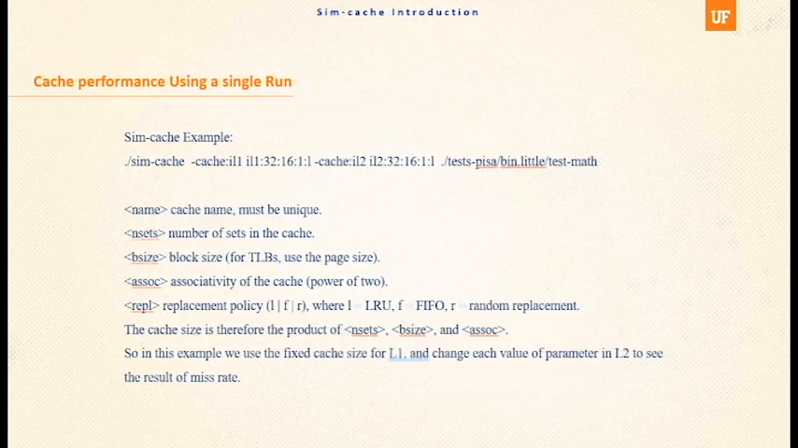Here is how SimCache works. We set the configuration of the level 1 cache and keep changing the parameters of the level 2 cache, such as number of sets, block size, and associativity. In this example, the level 1 instruction cache has 32 sets, 16 bytes block size, one-way associativity, and uses the least recently used replacement policy. From the list of output, we should find the miss rate of the level 2 instruction cache.